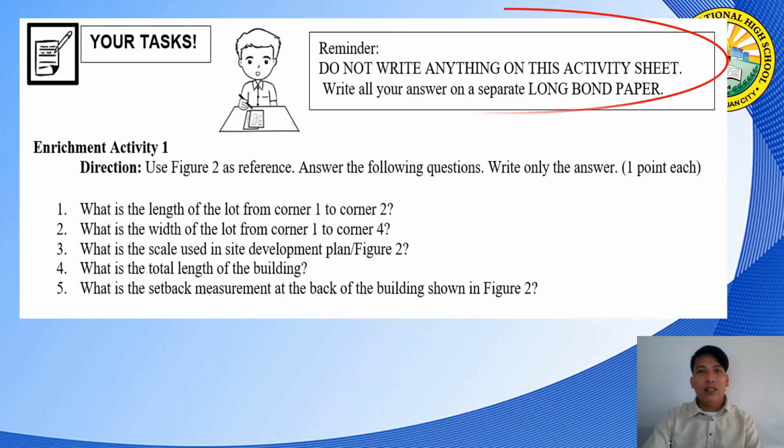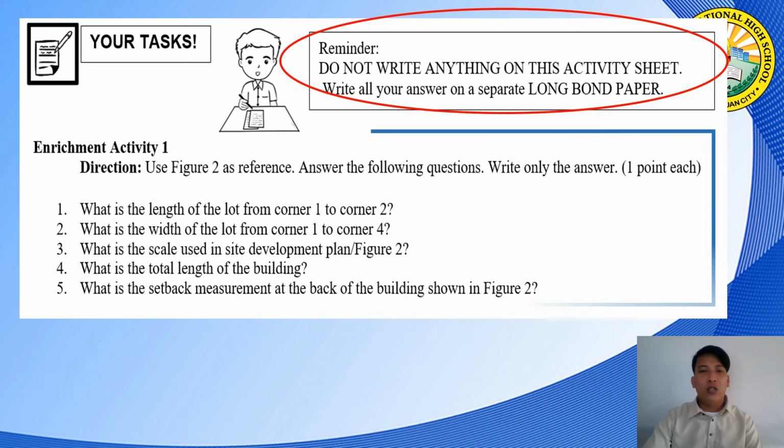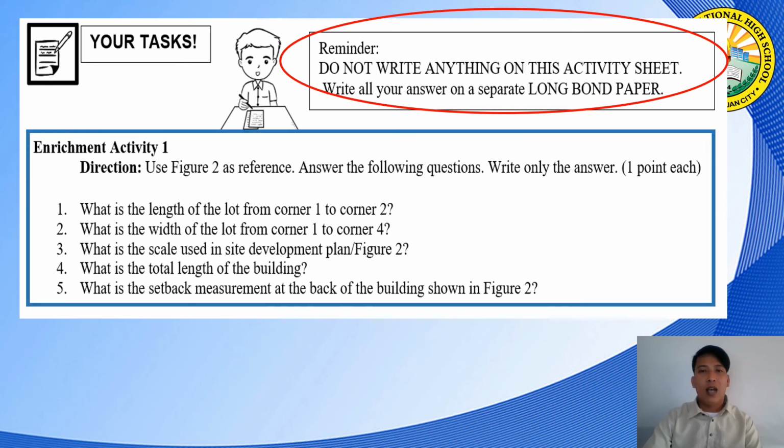At this point, turn your activity sheet into enrichment part. Reminder, do not write anything on this activity sheet. Write all your answers on a separate long pad paper. For enrichment activity 1, use figure 2 as reference. Answer the following questions. Write only the answer.